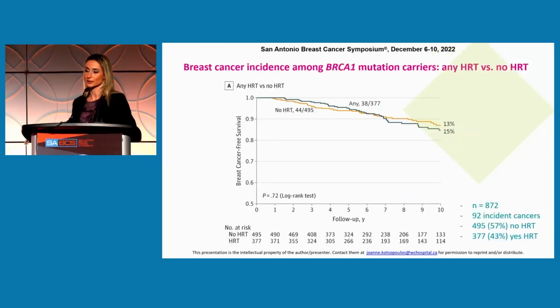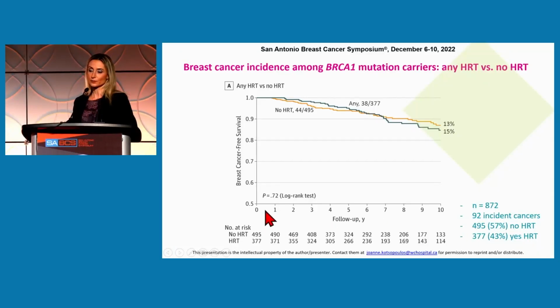So we conducted a prospective study. This analysis was limited to BRCA1 mutation carriers. And so we included 872 women who were unaffected with cancer, who had both breasts intact, no history of cancer, and we followed them over time for approximately 8 years. There were 92 incident breast cancers in this cohort, and about 57% had not used HRT after oophorectomy, and 43% had initiated HRT after the oophorectomy.